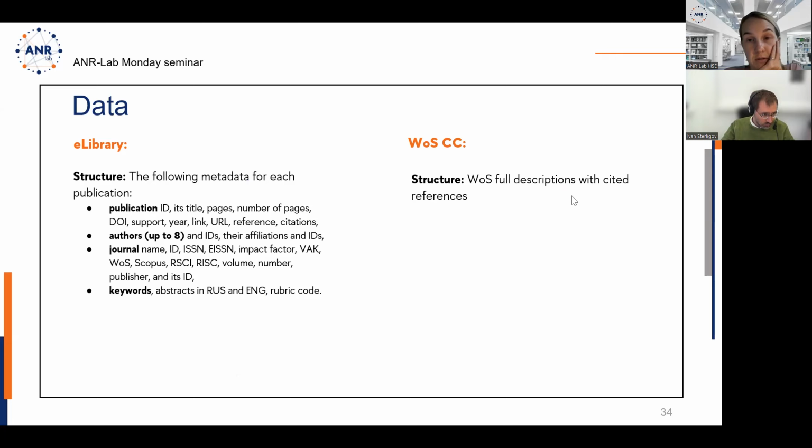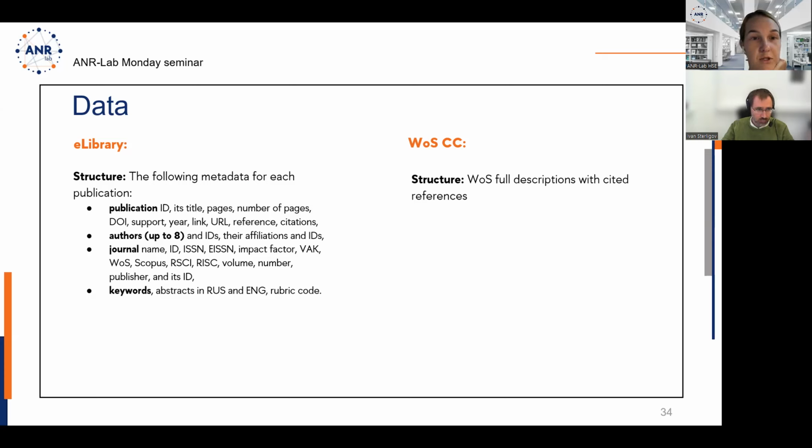For Web of Science, we had these full descriptions with cited references. So this is basically the structure of the data. We had information for all the fields. And here we show which kinds of metadata we used for each publication for the eLibrary dataset.